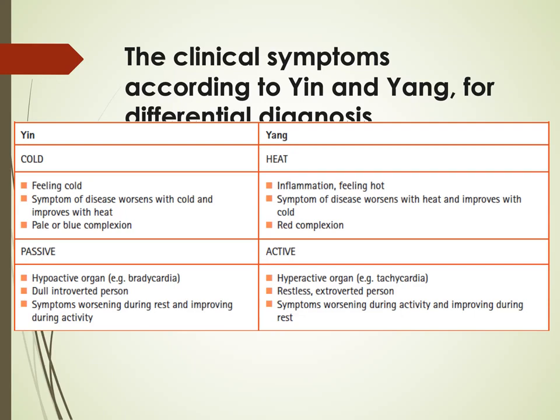Next ang yin is passive while the yang is active. Next, sa yin, hypoactive organ, example, bradycardia, dull, introverted person, and symptoms worsen during rest and improving during activity. So yan ang yin. While sa yang, hyperactive ang organ, example, yung tachycardia, restless, extroverted person, and yung symptoms worsen during activity and improving during rest.